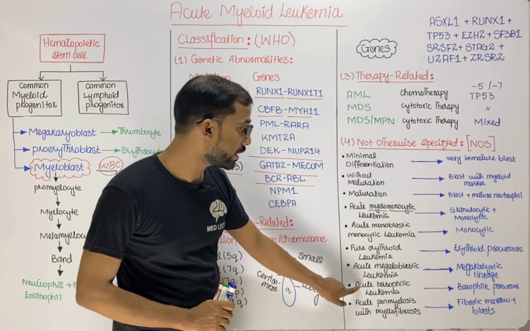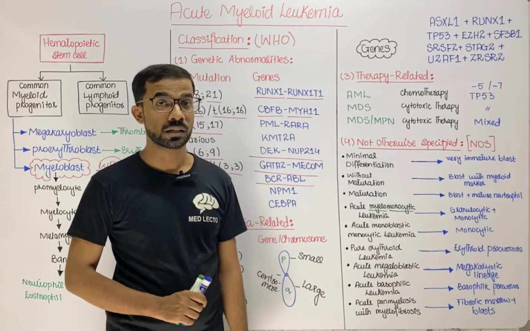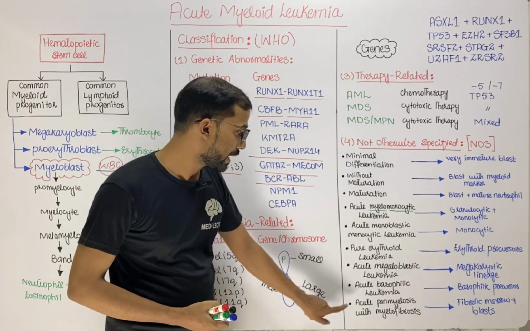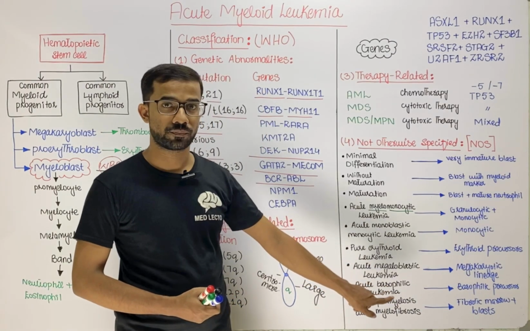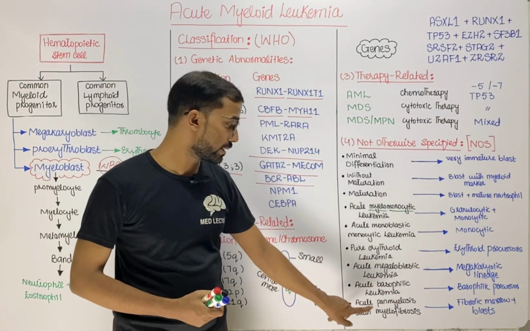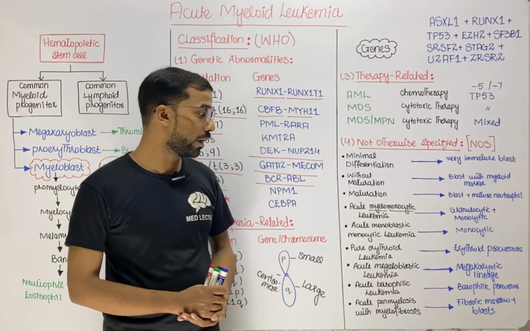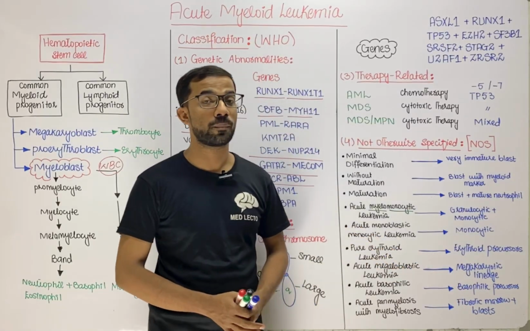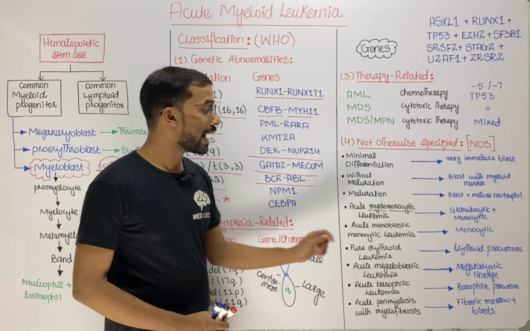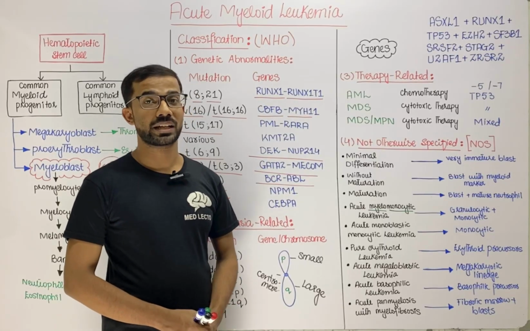Next is acute basophilic leukemia, where basophilic precursors are prominently seen. Next is acute panmyelosis with myelofibrosis, where all the lineages increase. Fibrosis forms in the bone marrow. That is the fibrotic marrow along with the formation of blasts. And at the end, you will also see myeloid sarcoma in this classification.